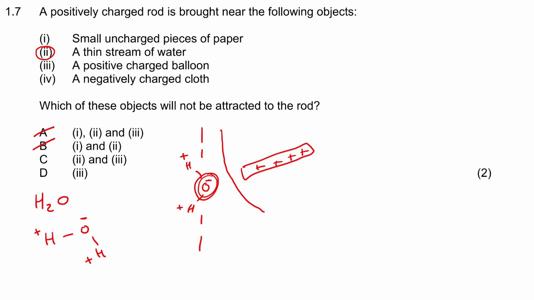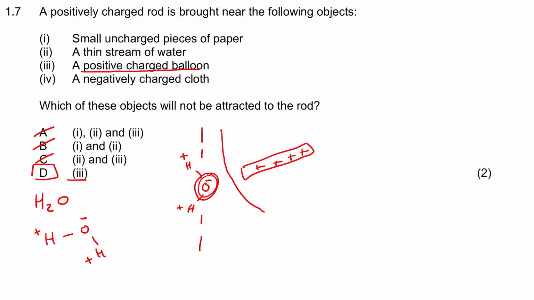So which of these objects will not be attracted? Well, a thin stream of water will be attracted. So this also cannot be part of our answer because it has 2 in it. So the only answer then has to be D, and let's see what D actually is. Yeah, it says 3. So 3 is a positively charged balloon.